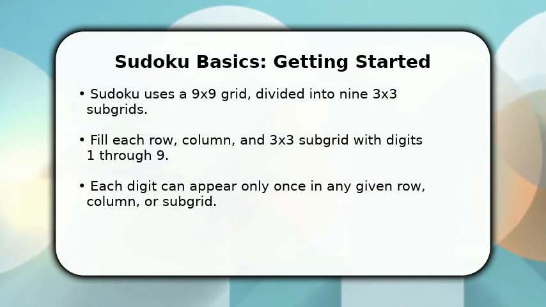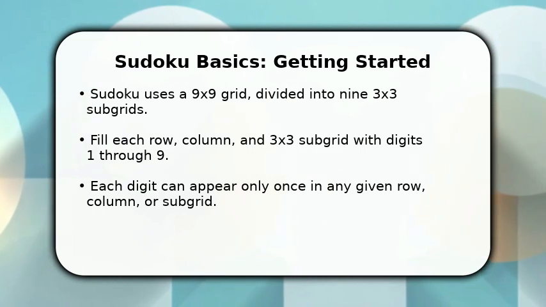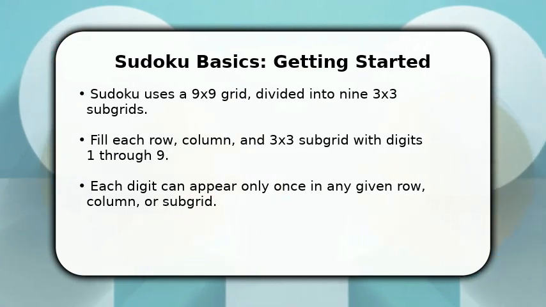Your goal is to fill every empty cell so that each row, each column, and each of the 9 3x3 subgrids contains all of the digits from 1 through 9, with no repeats.